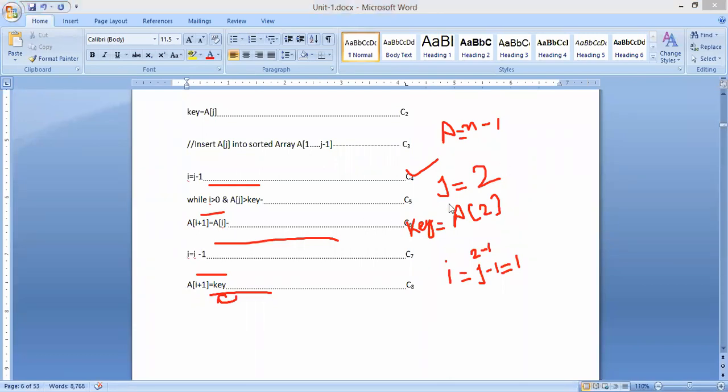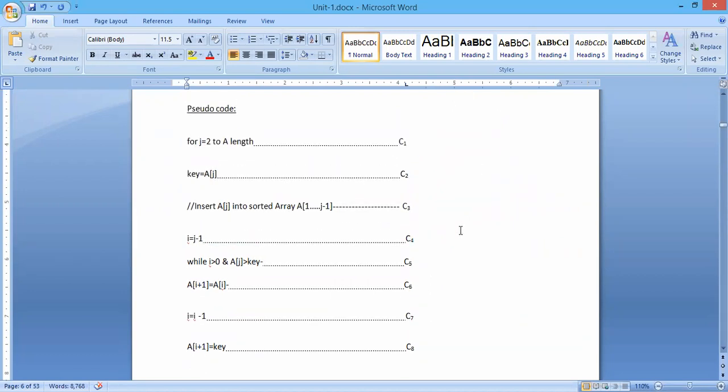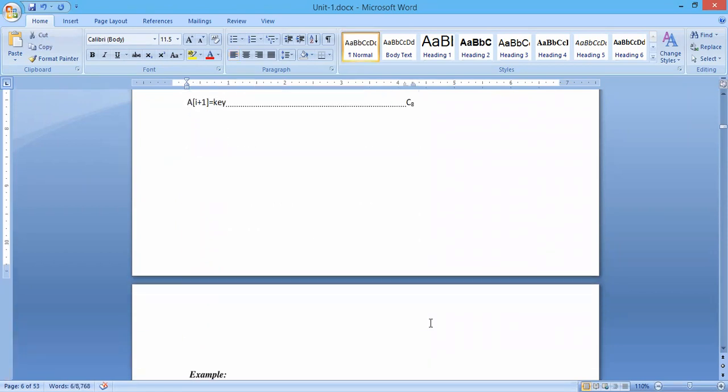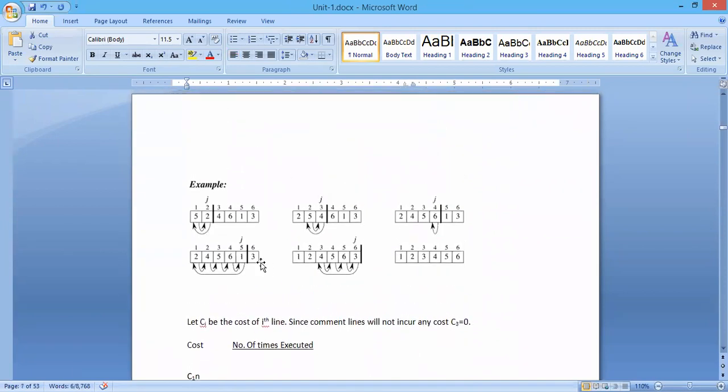This is the process by which we write any algorithm, and in this way we are going to analyze it. This is the understanding I am sharing with you. In this way, we need to calculate how many times each step is going to execute, and so on. For example, we are going to discuss the same example here.